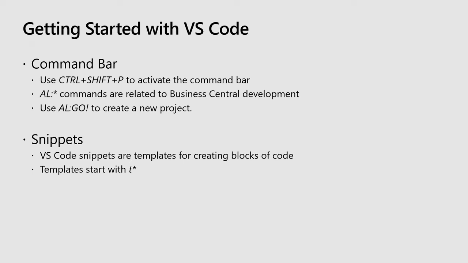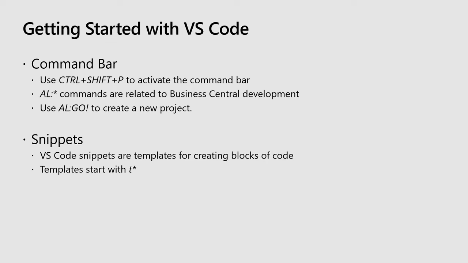So getting started with Visual Studio Code, the most commonly used shortcut is Control-Shift-P. Control-Shift-P opens up the command bar and effectively gives you a list of various commands that you can execute to do different things inside of Visual Studio Code. So this is where you would create a new project. This is what you would do to build your product into an extension package. This is what you would do to communicate with the server and all these kinds of things.